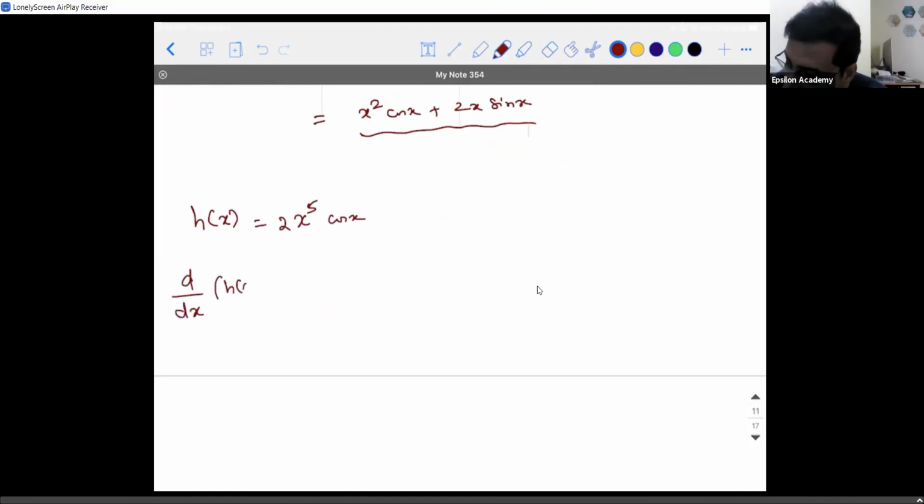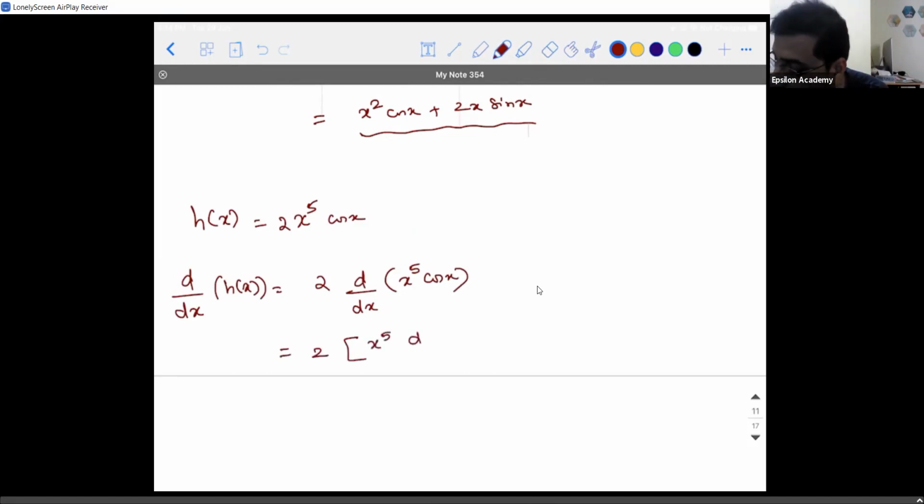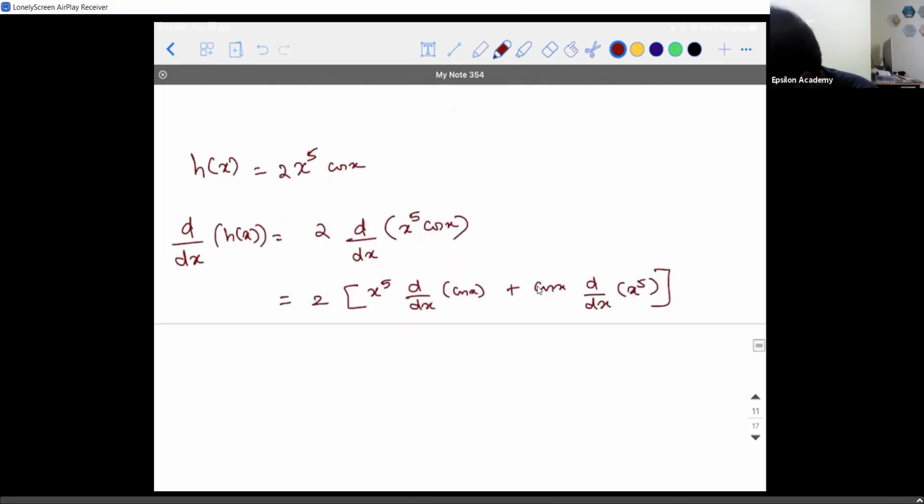d by dx of h of x is equal to, so you can first take out 2 outside, 2 into d by dx of x power 5 cos x, right? So this will be how much? 2 into, what is the derivative of x power 5 cos x? So it is x power 5 into d by dx of cos x plus cos x into d by dx of x power 5. Right? So 2 into x power 5 into derivative of cos x is minus sin x plus cos x into derivative of x power 5 is 5x power 4.